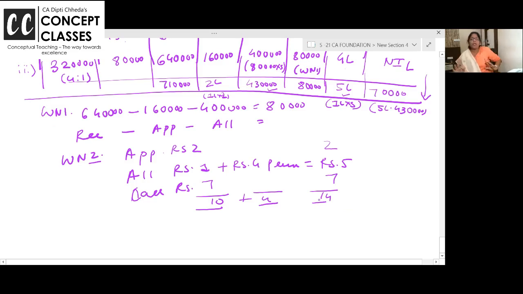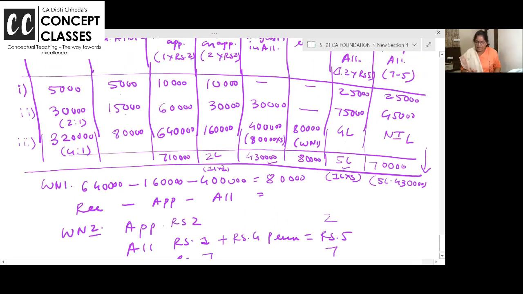If you know this logic, then you can do journal entries in just 5-7 minutes in the exam. Application is 2 rupees, allotment is 1 plus 4, 5 rupees, and call is 7 rupees. So 10 plus 4 is 14. Okay? Chalo. Let us continue, please.